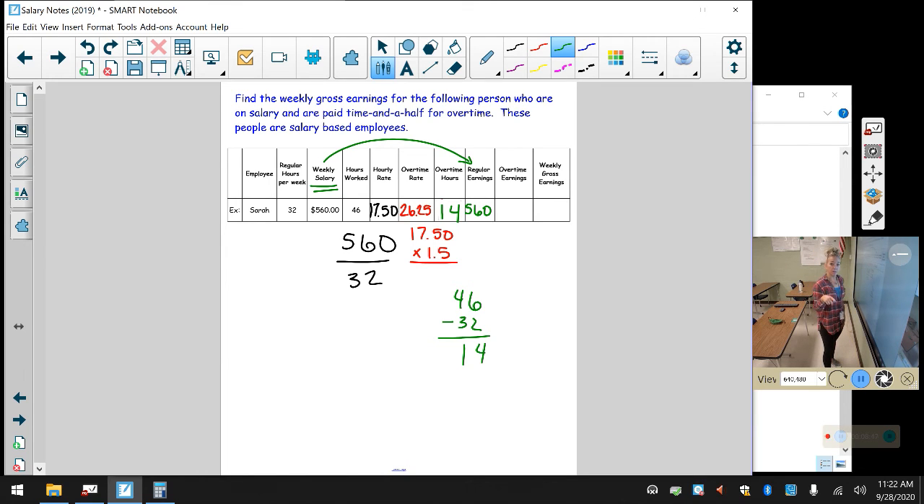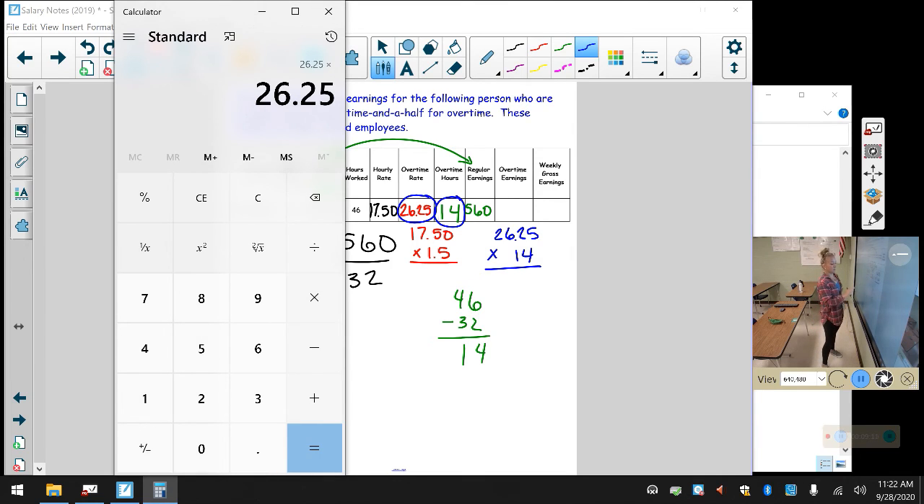Overtime earnings, now this is the one we have to calculate. Let's go ahead and do that. I'm going to take my overtime rate, $26.25, times my overtime hours of 14. I'm going to go ahead and circle those so you see where I'm getting those, so that when you do your boxes, you know, times 14. So $26.25 times 14, $367.50.